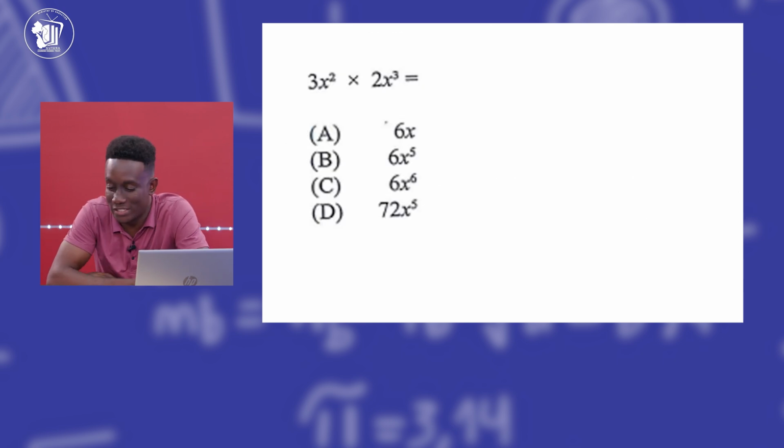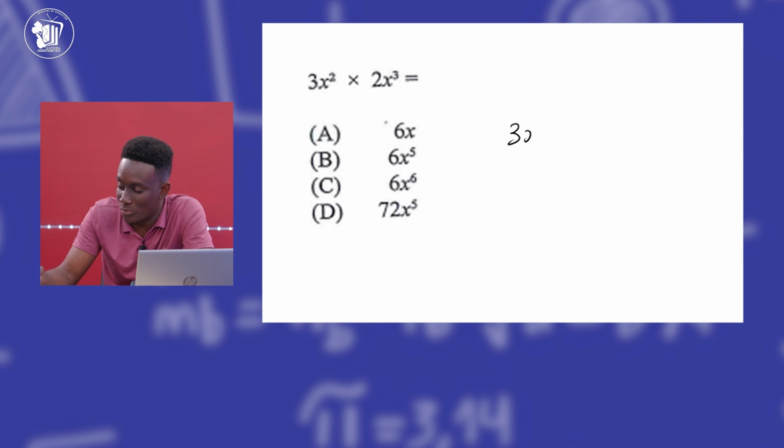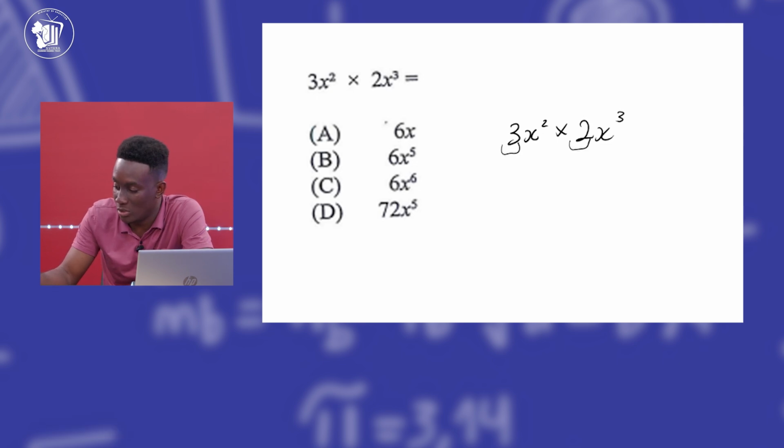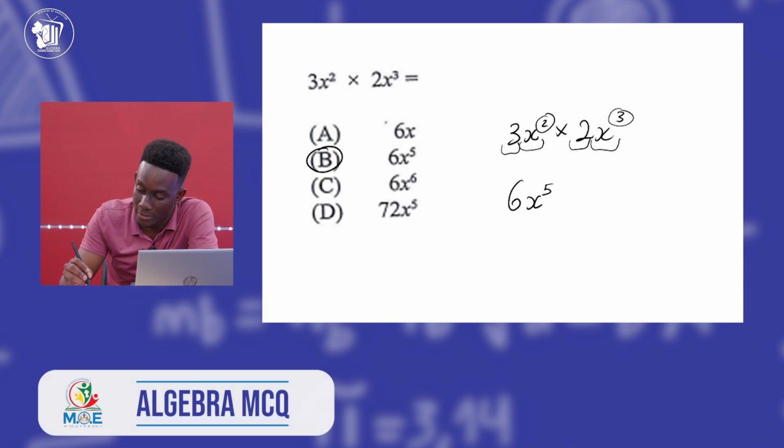So this question says 3x to the second power multiplied by 2x to the third power. And they want to know what the answer is for this. So for this, we multiply the numbers, so 3 times 2 is 6. And x to the second power times x to the third power, we put back the base and we add the powers. 2 plus 3 would give me 5. So 6x to the fifth power, which will simply give me B as the answer.